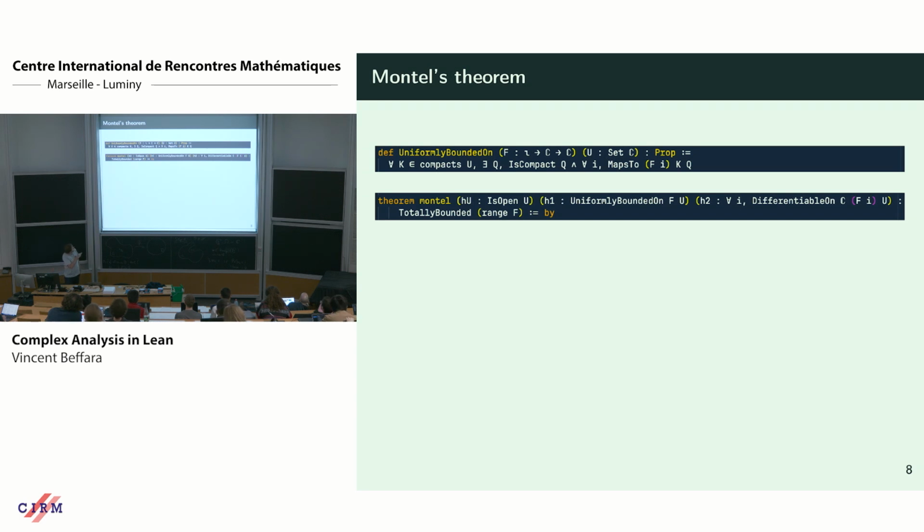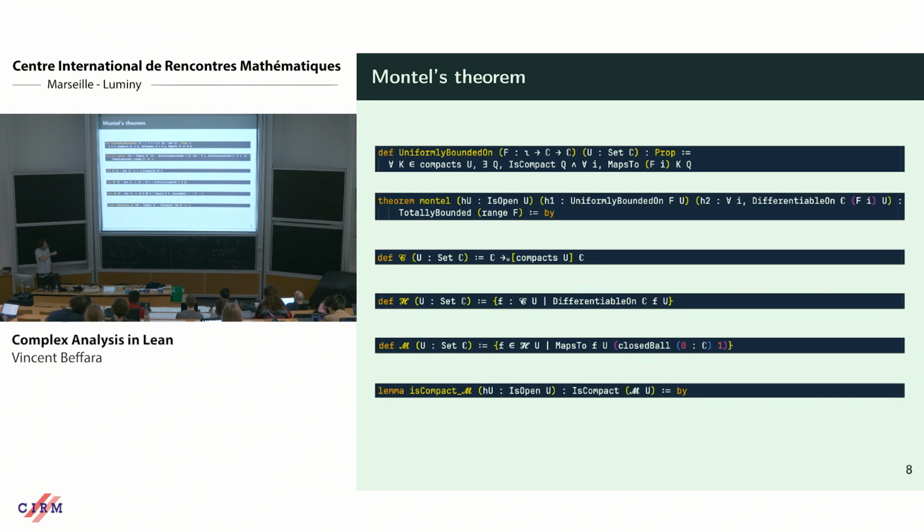So okay, you take a collection of functions. So f goes from some index space to functions from C to C, and you take U, which is a set. And you define a uniformly bounded collection of functions by saying that for every k, which is a compact subset of U, there is a compact Q such that all these functions map k into Q. So this is a uniform bound on the functions, uniformly on compacts. And the theorem tells you that if you take such a collection, then the range of f as a collection of maps is totally bounded.